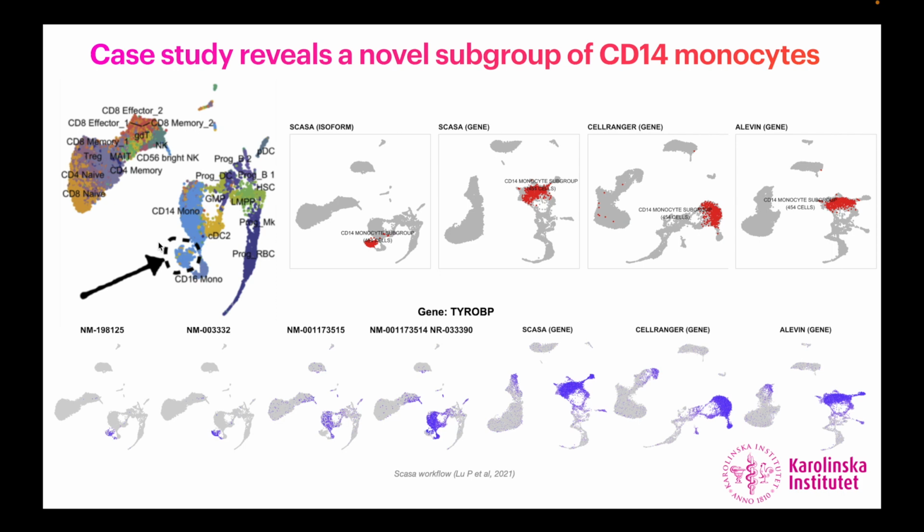We tested Scasa on bone marrow data and found a new CD14 monocyte cluster, as you can see from here, which diffused back into the main CD14 monocyte cluster when gene expression quantification was being used. The top isoforms of this cluster came from the same gene, which showed distinct differential expression patterns across its isoform parallels. And their expressions were observed to be very different within the CD14 monocyte cells.